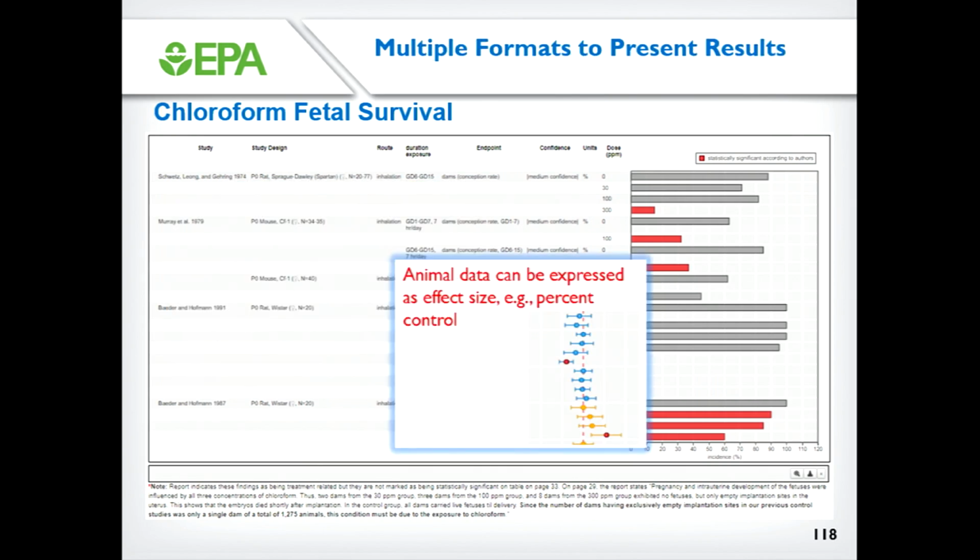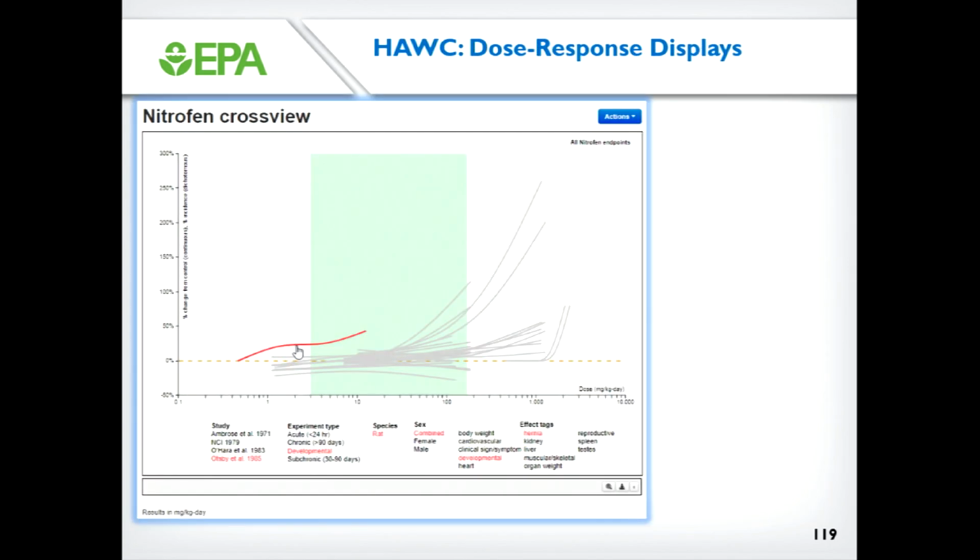Animal data can also be expressed as an effect size, so percent control, so we don't have to go toward is the dose level no or low? We can begin to do more effect size. And here, in this case, what you're looking at is continuous data, with percent control on the y-axis, and then dose level.